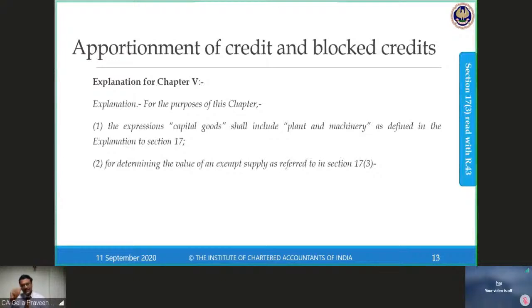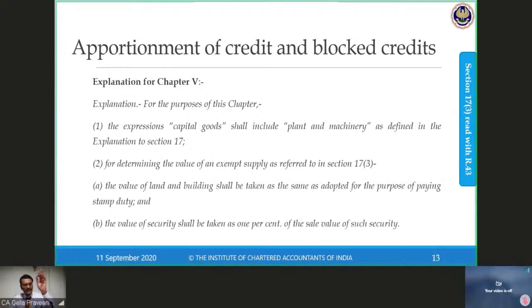Further, this chapter 5 has an explanation which says, for the purpose of this chapter, the term capital goods shall include plant and machinery as defined in the expression 117. The definition of capital goods and plant and machinery, we will skip for a moment. For determining the value of exempt supply as per 17.3, this is something which is important. Recollect our first example, example A. The value of land and building shall be taken as the same adopted for the purpose of paying stamp duty.